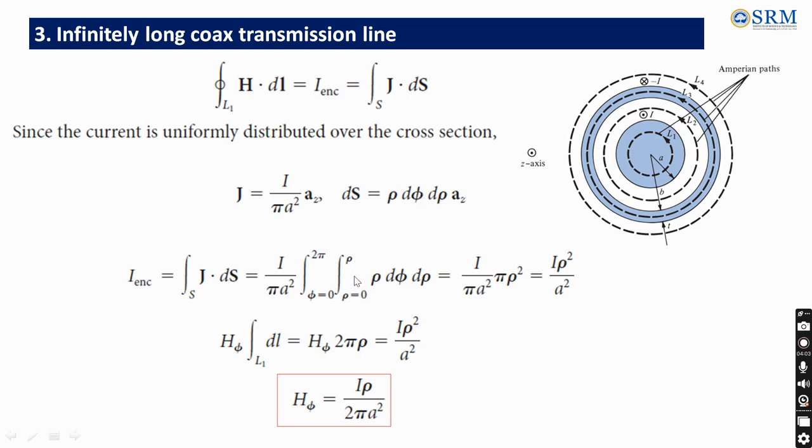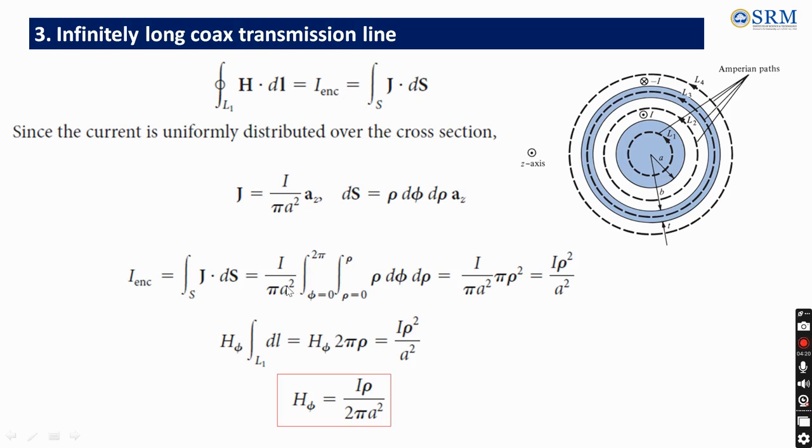What is the limit of rho? It is 0 to rho only, because the conductor has radius from 0 to A, but I can't consider complete A since my Ampere path is less than that. So 0 to rho. And phi, we already know, the azimuth angle is 0 to 2 pi in cylindrical coordinates.